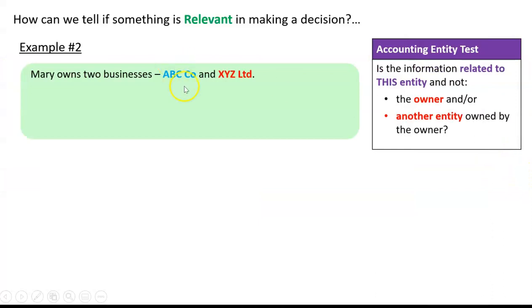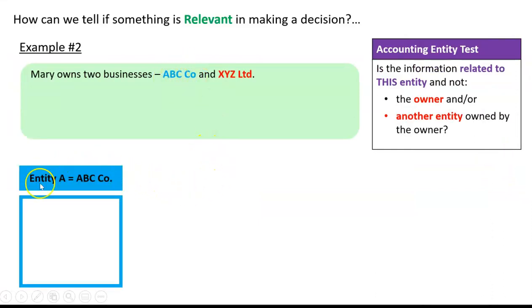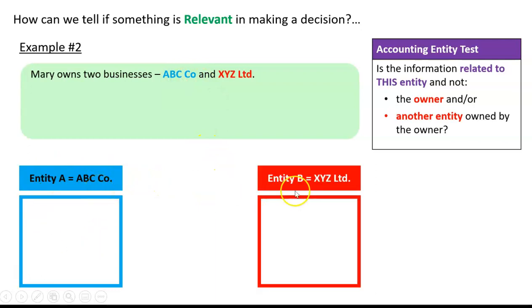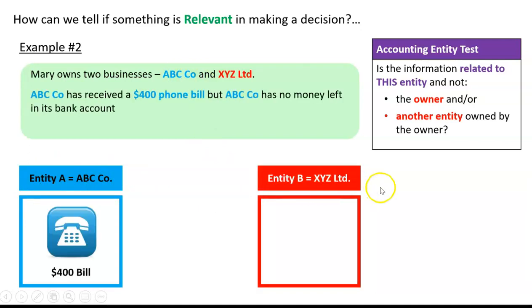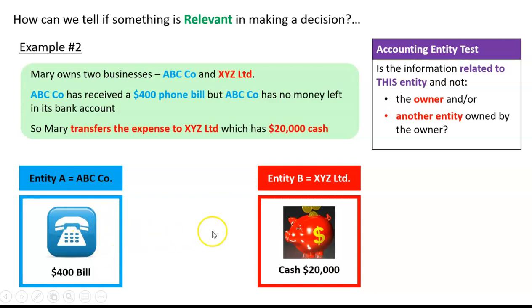Example number 2. Mary owns 2 businesses, ABC Co. and XYZ Limited. So entity A, ABC, entity B, XYZ. This time ABC has the phone bill, but it's got no money in its bank account. So she transfers the expense to entity B, in this case XYZ, because it's got lots of money in its bank account. Can you do that?